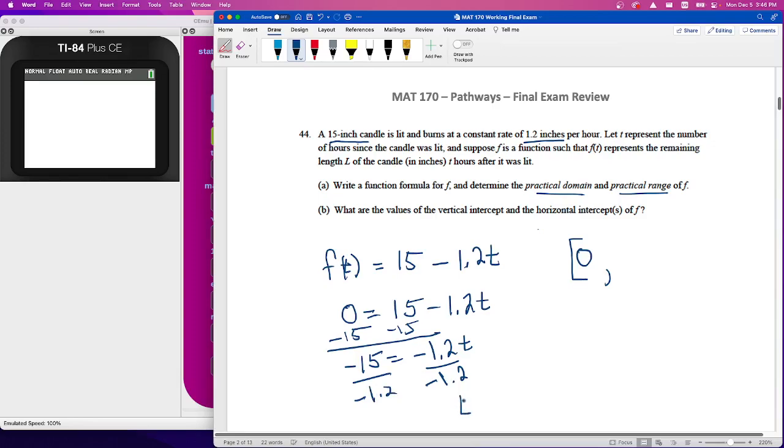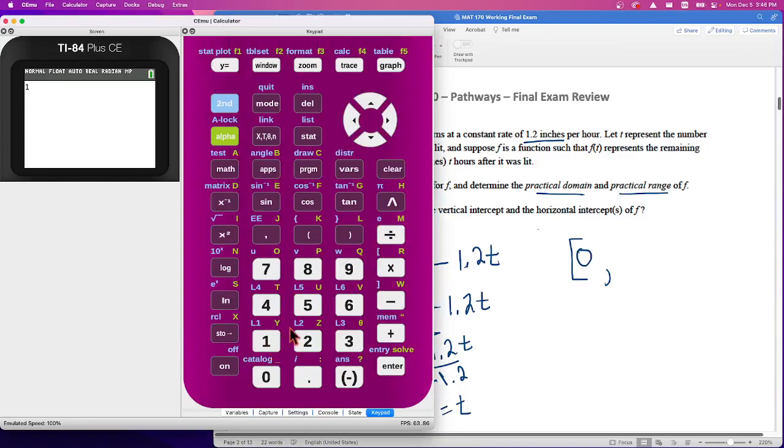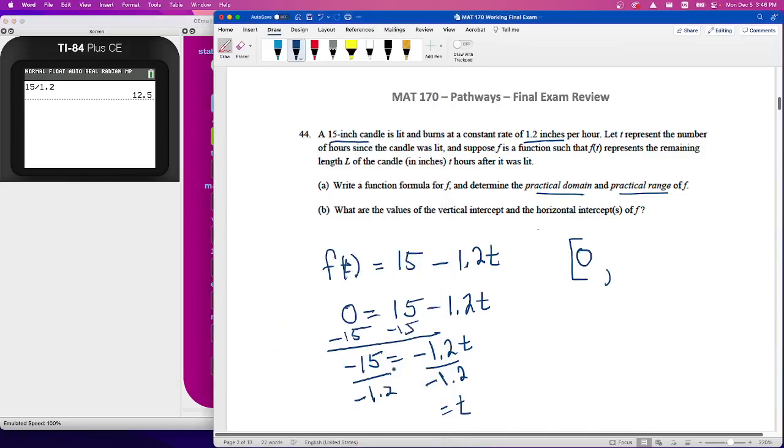So then we get that t is equal to, negative divided by negative is positive, so 15 divided by 1.2, and we get it's going to take 12.5 hours, right? After 12 and a half hours, there will be no candle left. So effectively, if you have no candle, you can't burn for any longer. So that's it. So there's our domain.